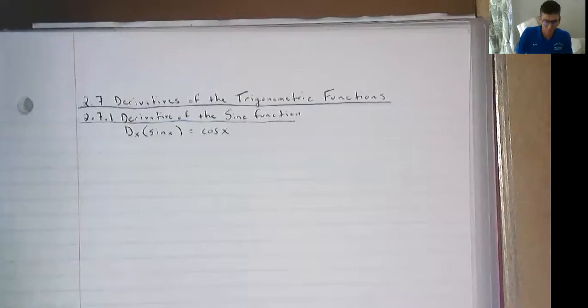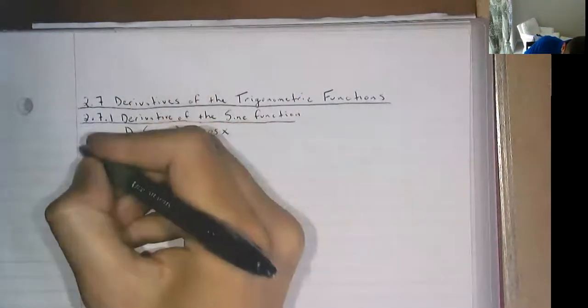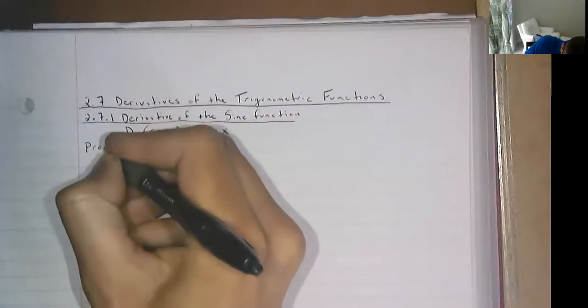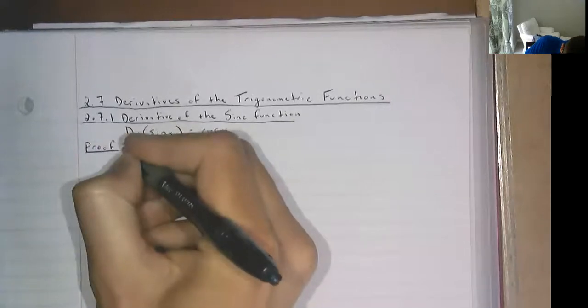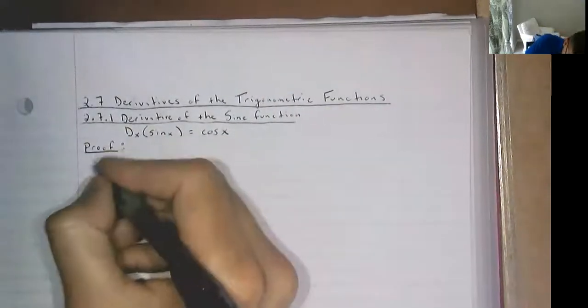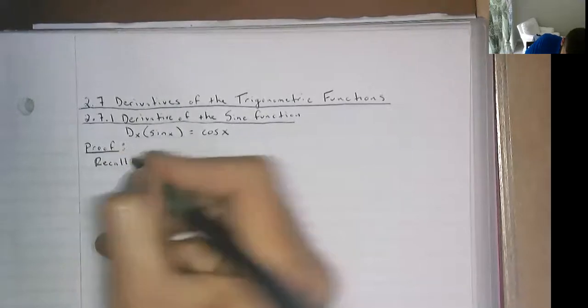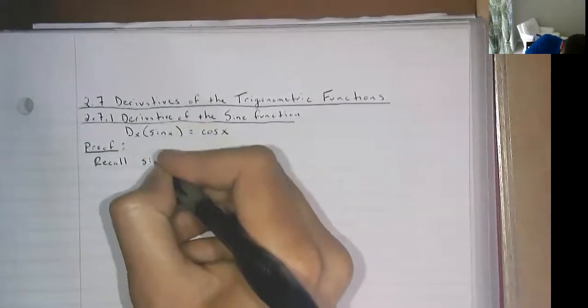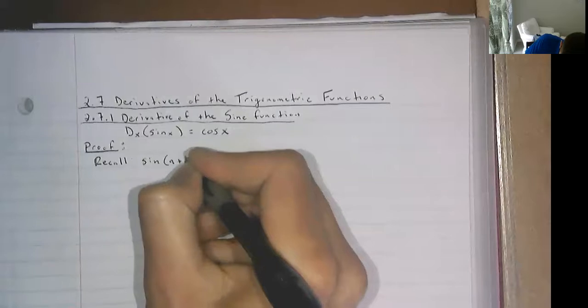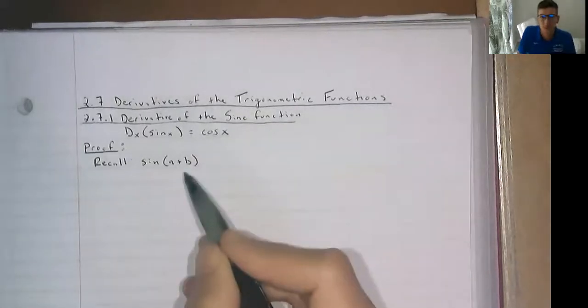So we're going to prove this. And sort of the big trick we're going to pull with this is the angle sum identity of the sine. So recall, or let's say proof. The proof here is going to start with a recollection of the sine of a plus b.